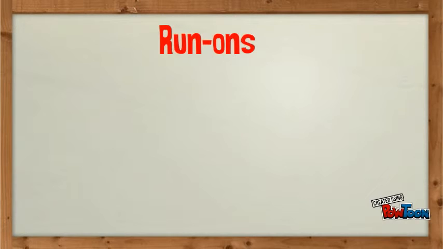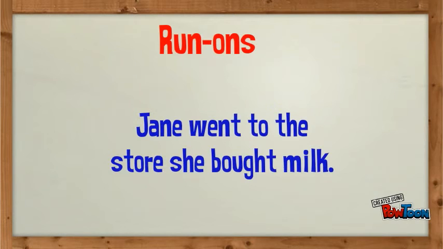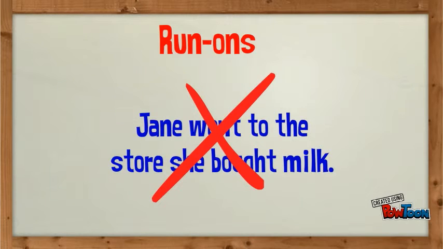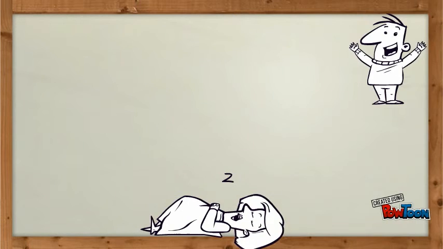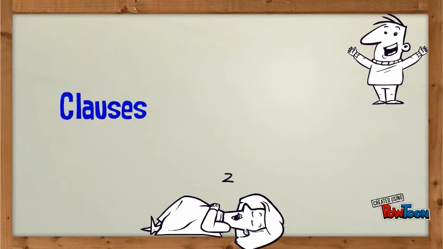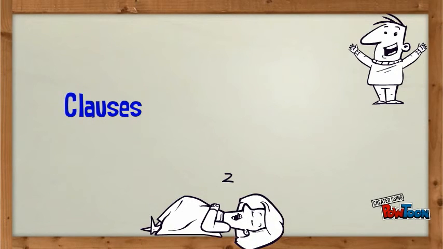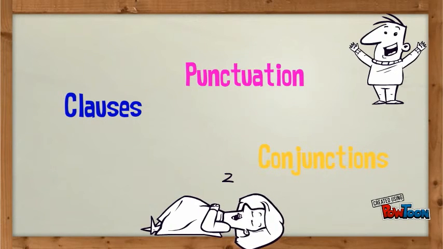A run-on sentence is when clauses aren't linked together by anything, rather just put next to each other. Here's an example. Jane went to the store she bought milk. These are the things you need to know not to do. These are the 4 sentence structures in the English language, and how to successfully write them. Clauses, conjunctions, and punctuation. With a little practice, you'll be able to write your sentence in no time.